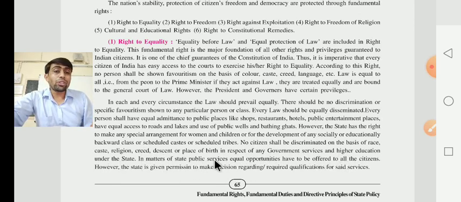In the matter of state public service, equal opportunity has to be offered to all citizens. What do they say? In the matter of state public services, equal opportunity has to be offered to all citizens. However, the state is given the permission to make the decision regarding the required qualification for the said services. Here the state has been given permission to decide the qualification for any services.